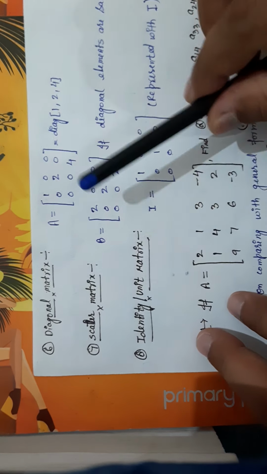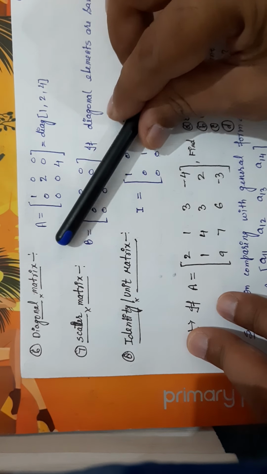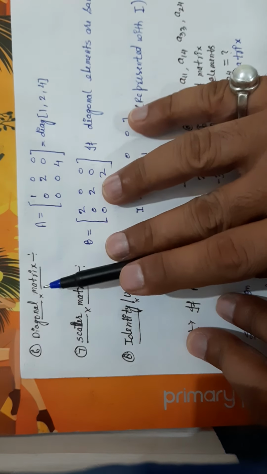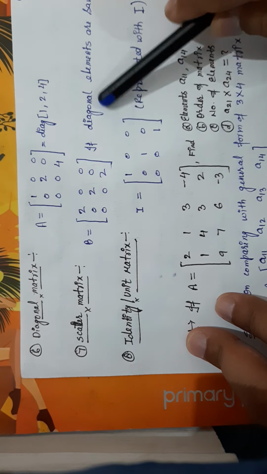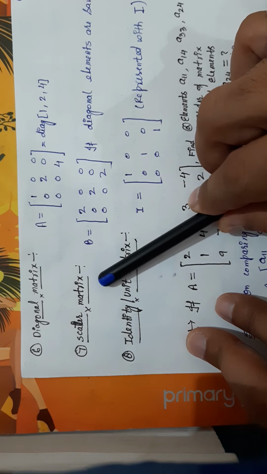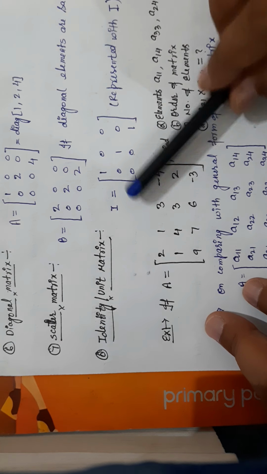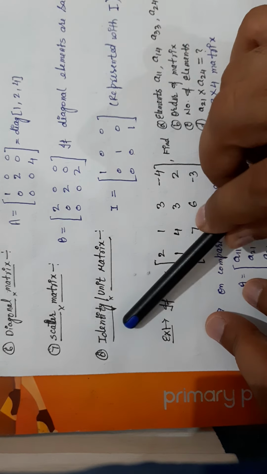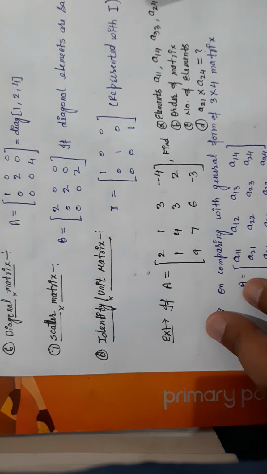Scalar matrix. A matrix will be scalar if it has equal elements in diagonal. It means scalar matrix is a type of diagonal matrix which has equal diagonal elements. If diagonal elements are same, then this type of diagonal matrix will be scalar matrix. Next, identity matrix or unit matrix. If a diagonal matrix is having each of diagonal elements as 1, then it will be unit matrix and it is represented with I, capital I.